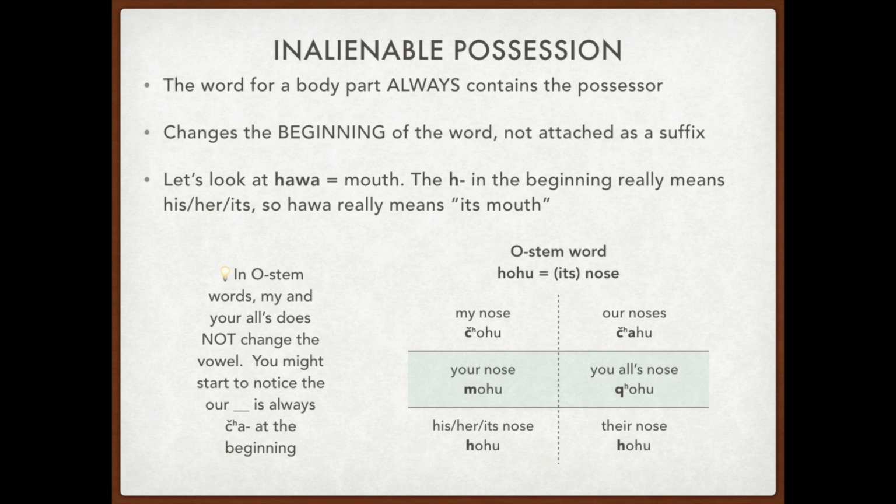Let's look at an O stem word. Hohu. It's nose. My nose is chohu. Your nose. Mohu. His, her, its. Hohu. Our noses. Chahu. You all's noses. Kohu. And their noses. Hohu.